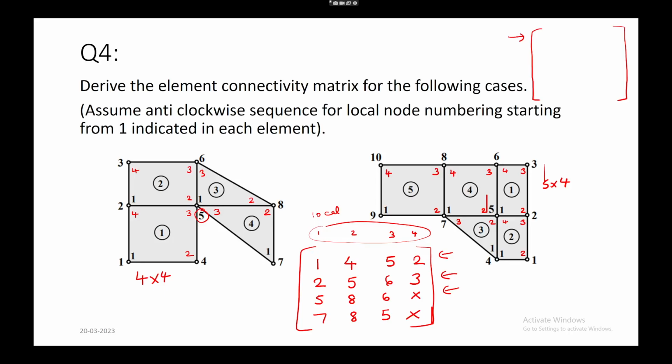Okay, now we have the global stiffness matrix assembly. This is my domain, and what I want is K55. Let me do the local numbering first: 1 2 3 4, 1 2 3 4, 1 2 3, 1 2 3.